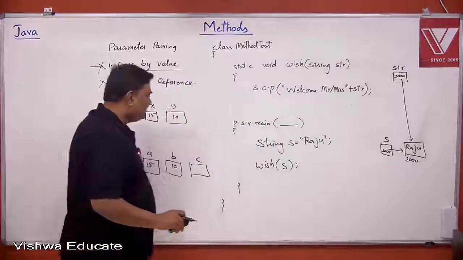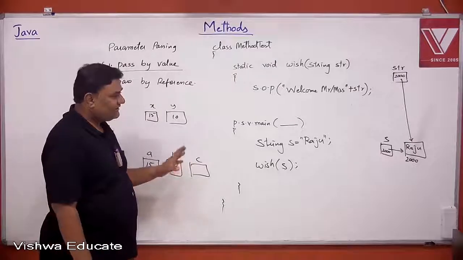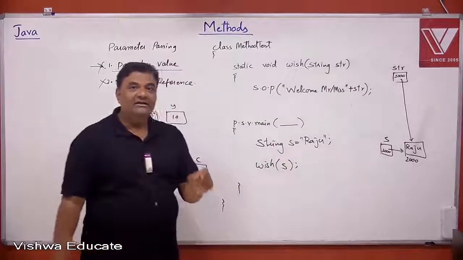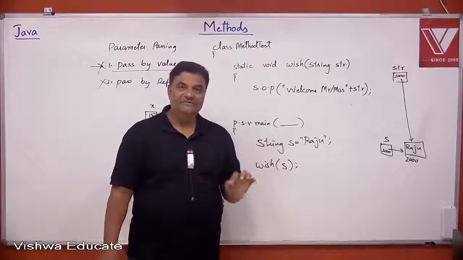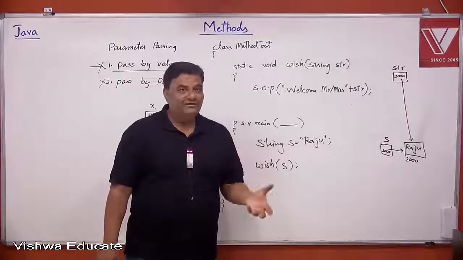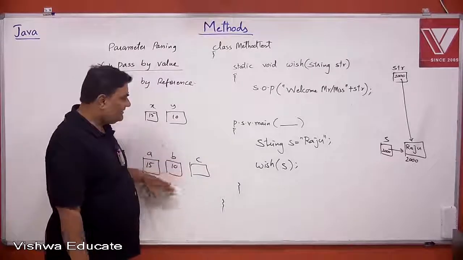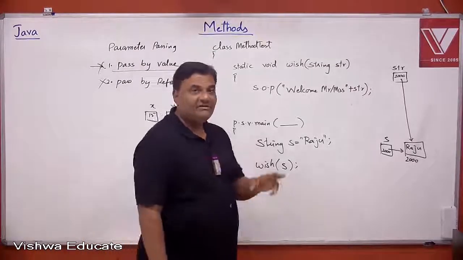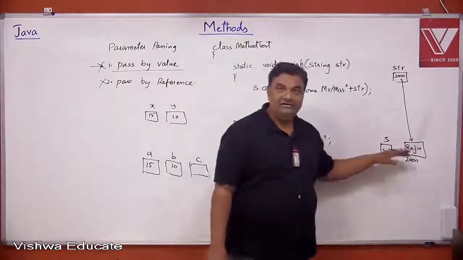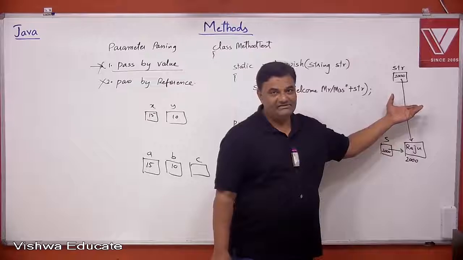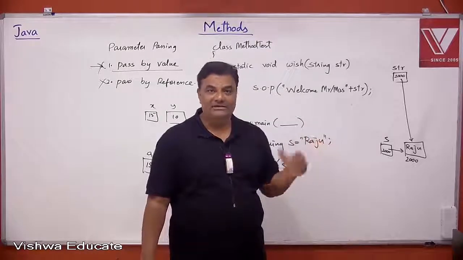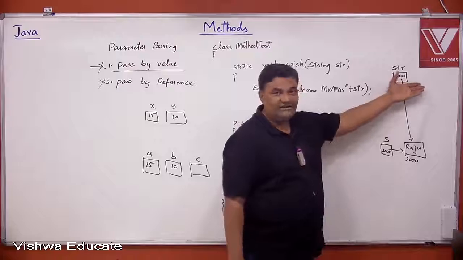So now the point you will note down: you can write that in Java there is only one method of parameter passing. If the parameters are primitive types, then the values are passed. If the parameters are reference type, then the reference is passed. The actual object is not created again as a formal parameter.